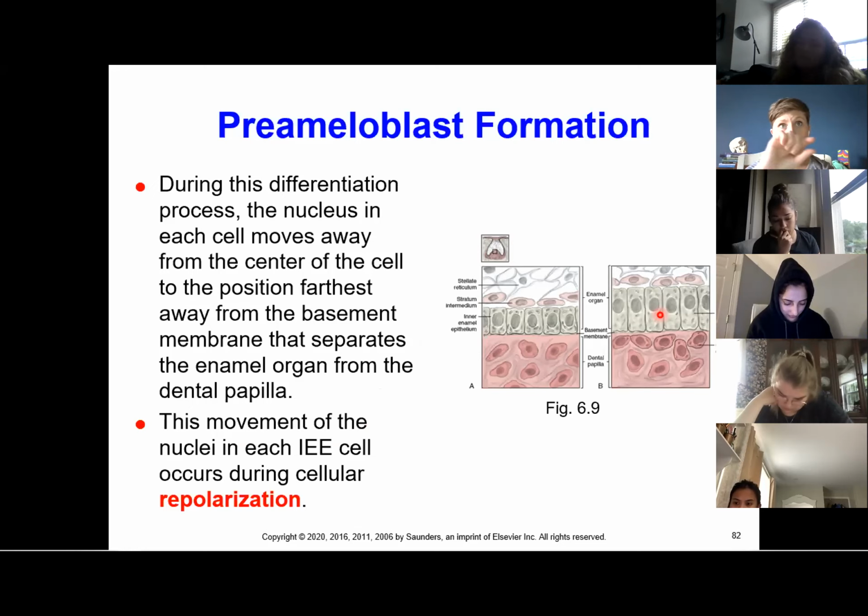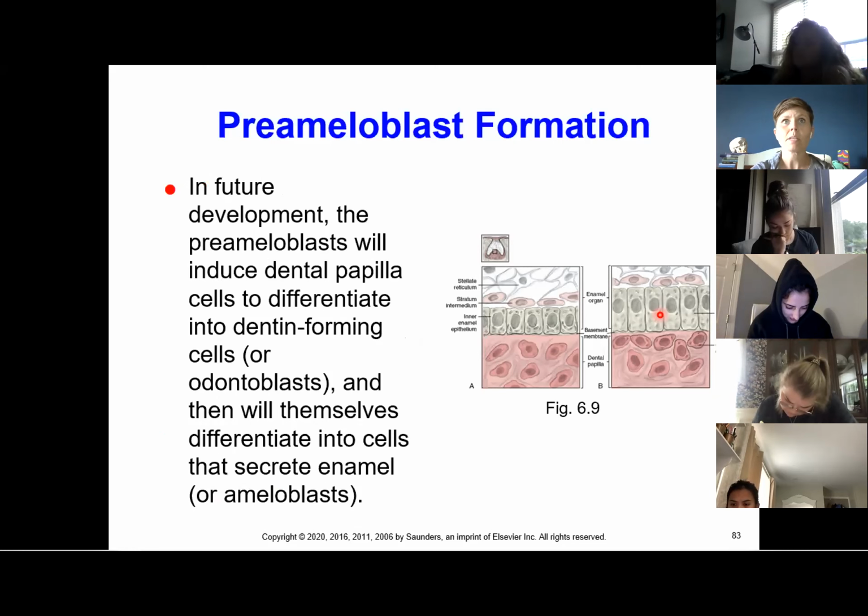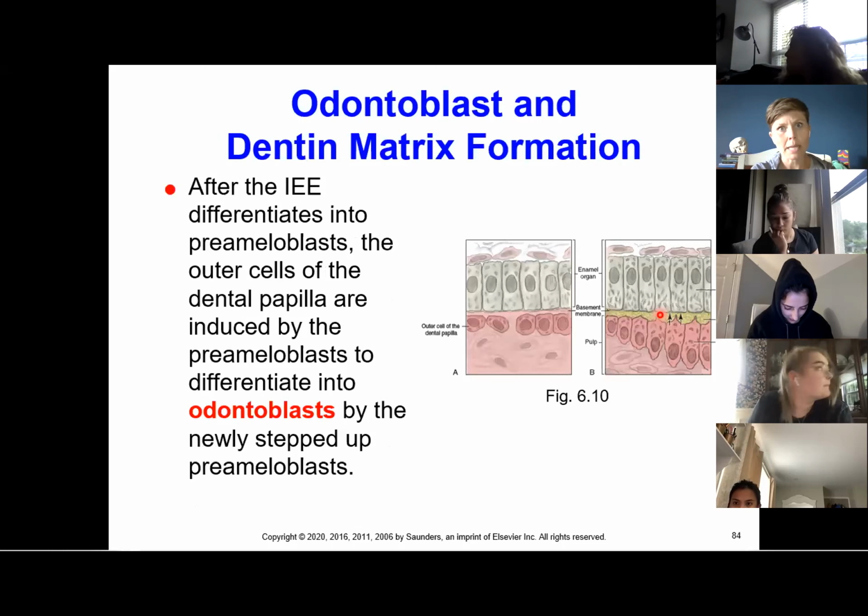They line up along that basement membrane, and during the differentiation process, the nucleus of each cell moves away from the center of the cell to the furthest position away from the basement membrane. So it moves to one side. This movement of the nuclei is called repolarization. The future development of ameloblasts will induce the dental papilla cells to differentiate into dentin-forming cells, or odontoblasts, and then they themselves will differentiate to secrete enamel as ameloblasts. So, I mean, preameloblasts would probably turn into ameloblasts. It just kind of makes sense, right?